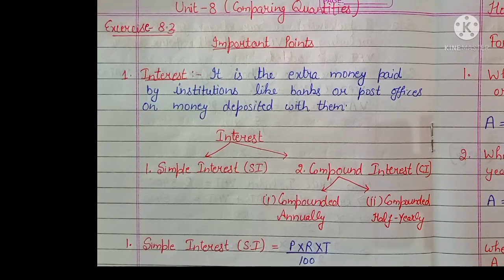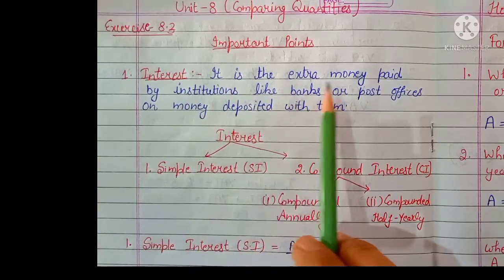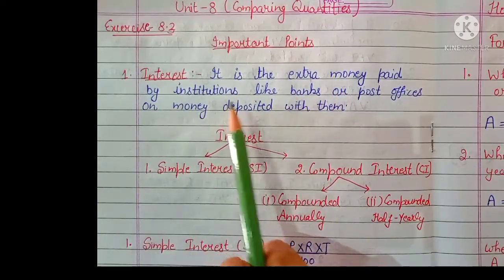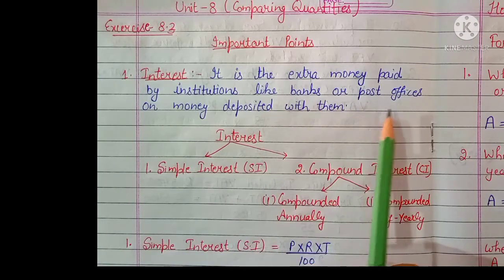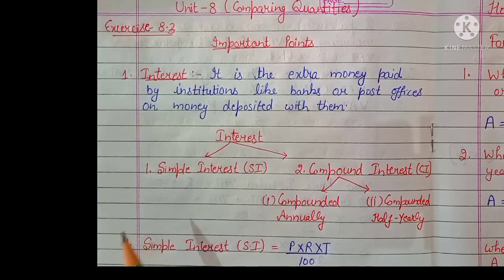Hello dear students, today we are going to understand what is interest, how we can calculate simple interest and compound interest. So let's start. What is interest? It is the extra money paid by institutions like banks or post offices on money deposited with them. So interest we can calculate in two ways. Interest can be simple interest or compound interest, and compound interest further can be calculated annually or half yearly.